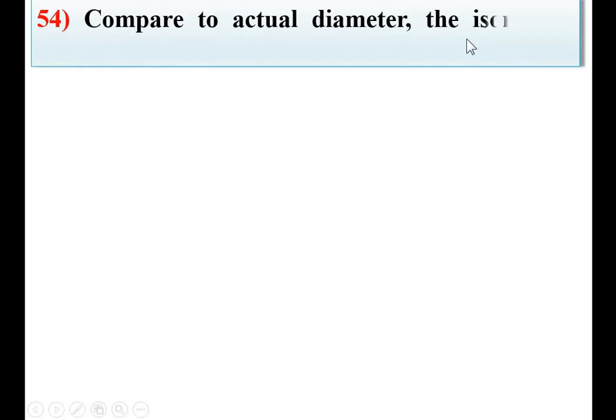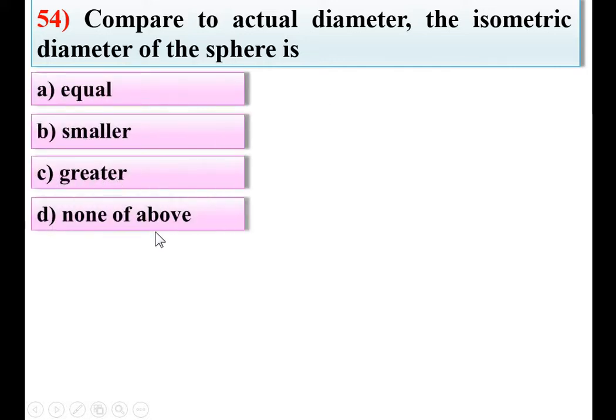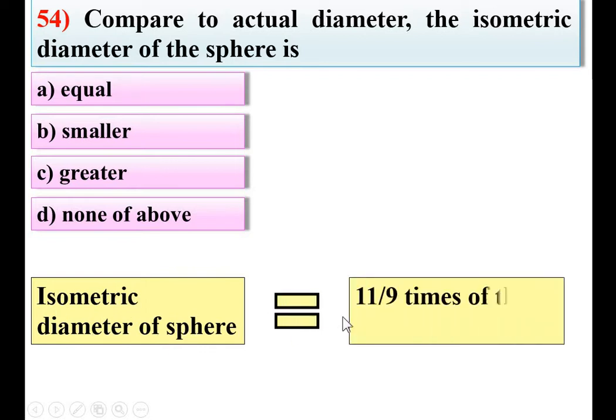Next, compared to actual diameter, the isometric diameter of the sphere is option: equal, smaller, greater, none of the above. So as we know, particularly for the sphere, isometric diameter of sphere is always equal to 11 by 9 times of the actual diameter. 11 by 9 is greater than 1. That means isometric drawing is always greater than actual diameter. So here I can say the isometric diameter is always greater than actual diameter. So C is the right answer.